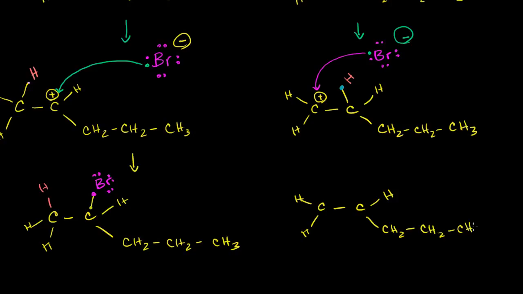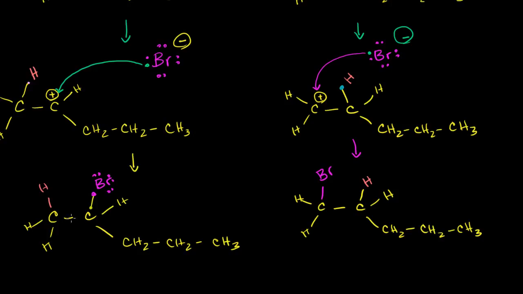CH2, CH3. And then you have this hydrogen right here that it bonded to. That was kind of our first step. And now the bromine has bonded to this carbon right over here. The bromine has bonded over to that carbon right over there. And we're done. This is another possible mechanism.